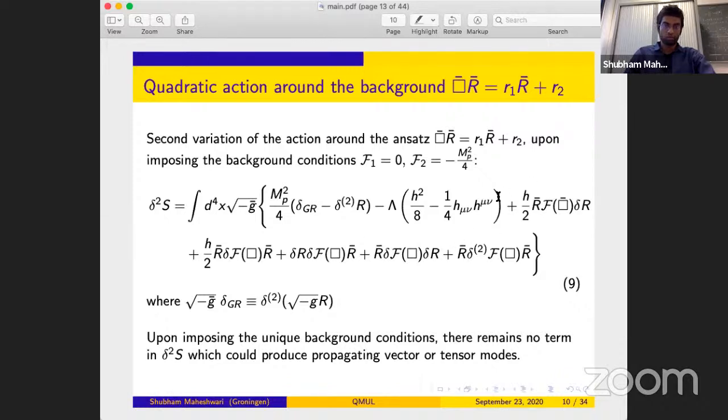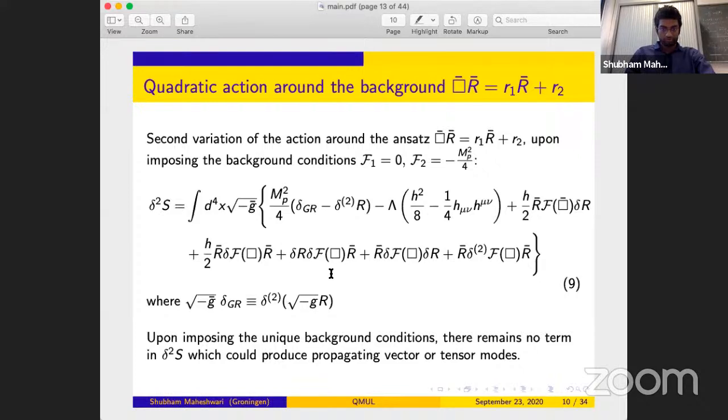So the first term in this action actually kills any source of propagating vector or tensor modes, and all the other terms starting from this lambda, and all the terms in the second row, will lead to only a scalar degree of freedom. We will get to that later. Either they will lead to only a scalar degree of freedom, or, in this case, well, you have a term here, the term in parenthesis, that will also have tensor or vector modes, but they don't have derivatives, so they will not lead to any propagating vector or tensor modes.